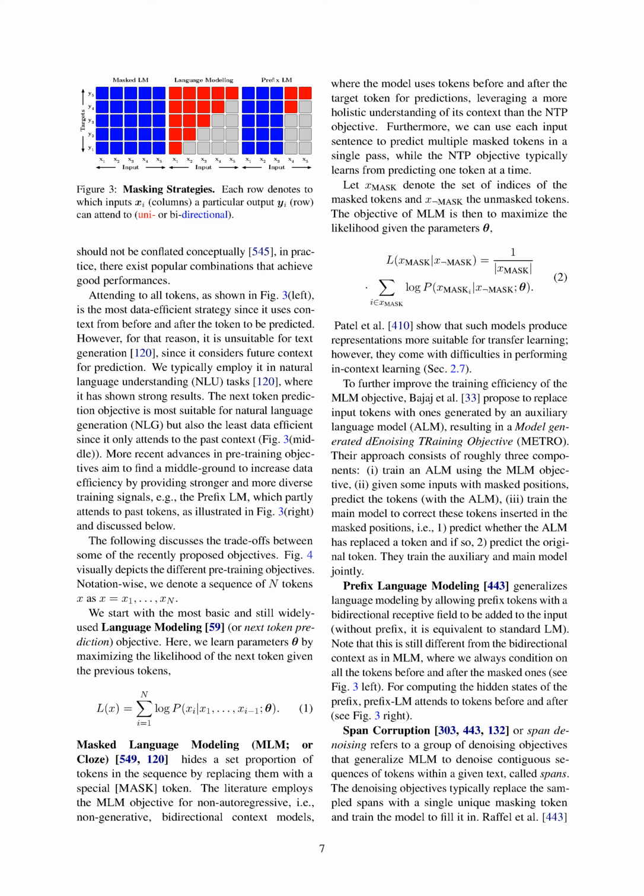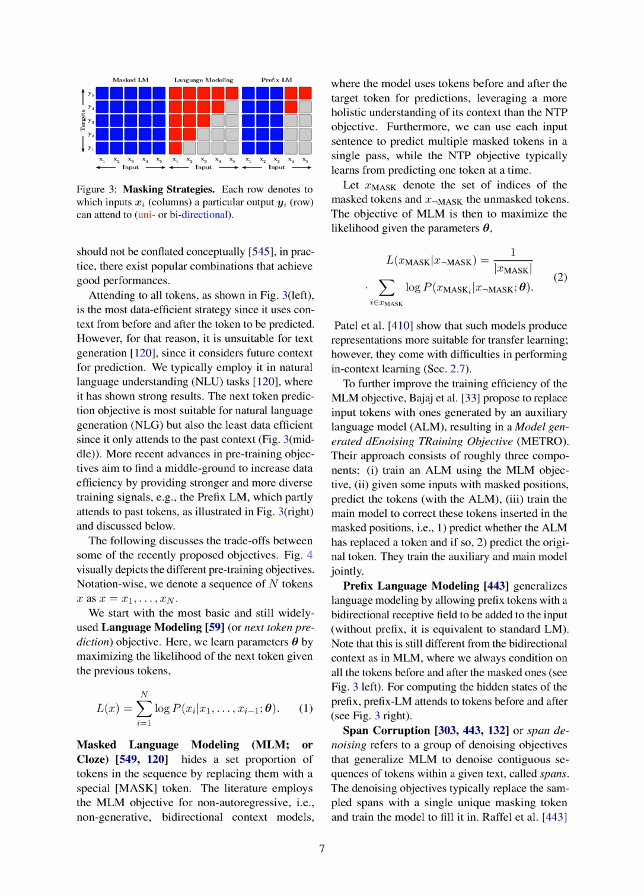This objective allows us to predict multiple mask tokens in one pass, providing a more comprehensive understanding of the context than the next token prediction objective. The METRO, or Model-Generated Denoising Training Objective, further improves the training efficiency of the MLM objective. This method uses an auxiliary language model to predict tokens in the masked positions and then trains the primary model to correct these tokens. Prefix language modeling generalizes language modeling by allowing prefix tokens with a bidirectional receptive field to be added to the input.